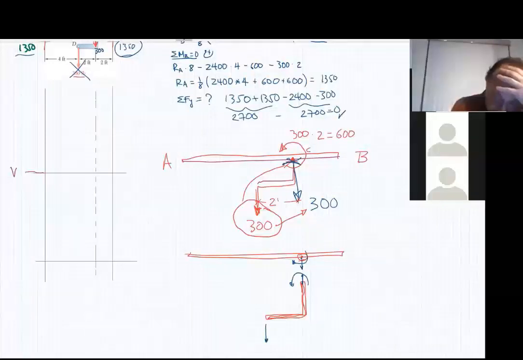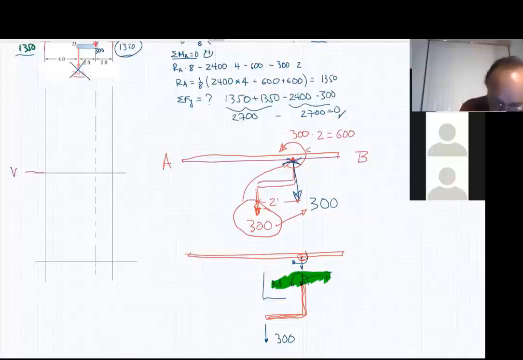So the free body diagram of this L-shaped element will be like this. But you have a moment here and a force here, right? And this moment and this force are the moment and force that the beam is applying on the L-shaped element. And these two moment and force on the beam are the moment and force that the little L-shaped element is applying on the beam. That's another way to see it.